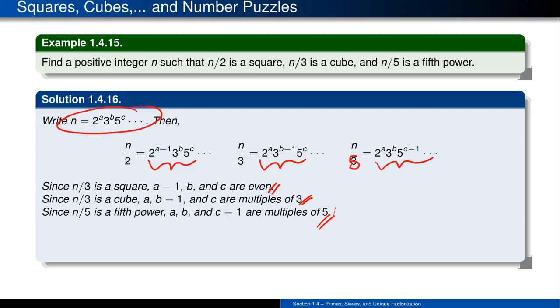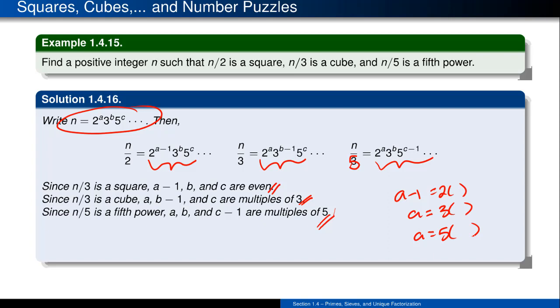So that's using this fact of if it's a square, all of the exponents are even. If it's a cube, all of the exponents are multiples of 3. And if it's a power of 5, all of the exponents are multiples of 5. So now you look at this question of what value of a is going to make a minus 1 2 times something, as well as making a equal to 3 times something, and finally a equal to 5 times something. So sit and think about that for a little bit. What choice of a would satisfy that equation?